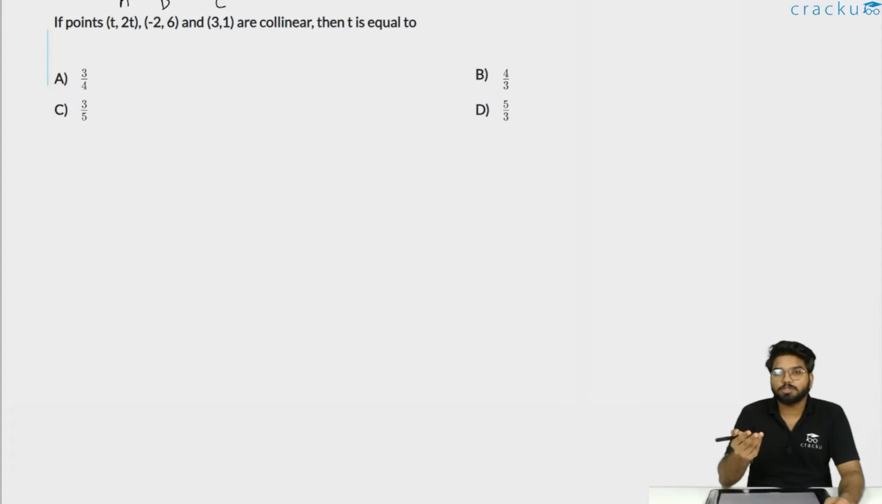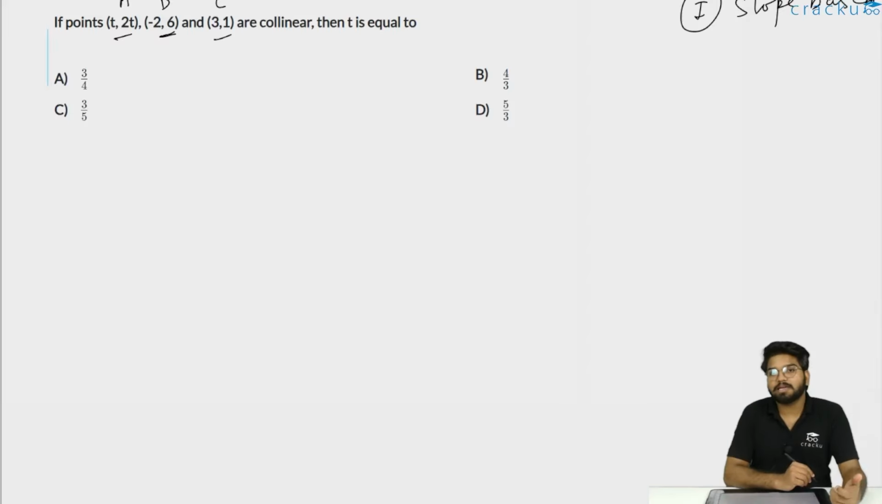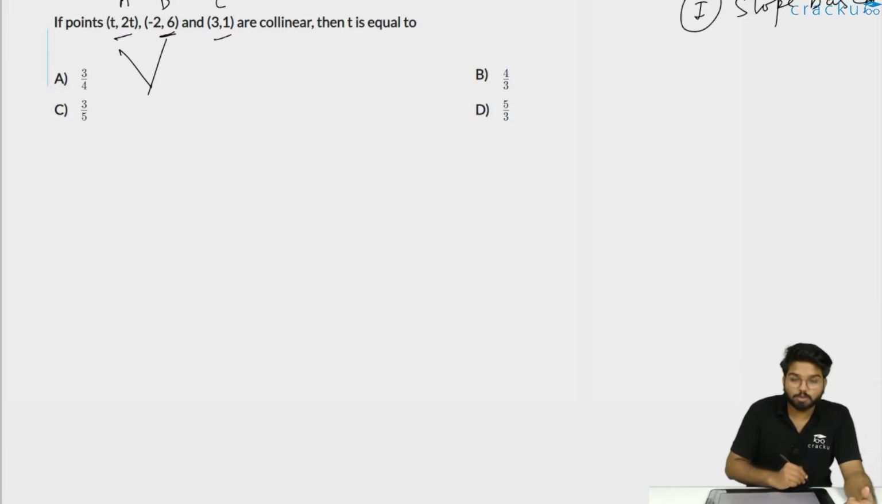Now there are a couple of approaches to solve this question. We will be solving this using 2 approaches. The first approach is slope based. If all of these lie on the same line, then the slope found using points A and B should be equal to the slope found using points B and C, because the slope of a line is fixed. So if we find the slope using these 2 points, it should be equal to the slope found using the other 2 points, and that's how we will approach this question. How do we find the slope?